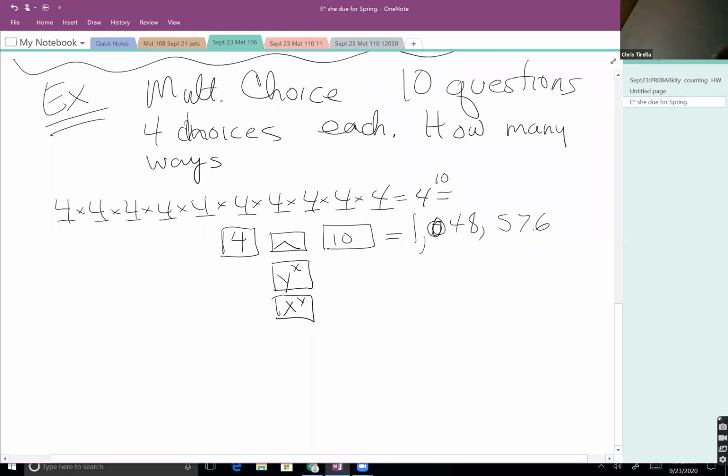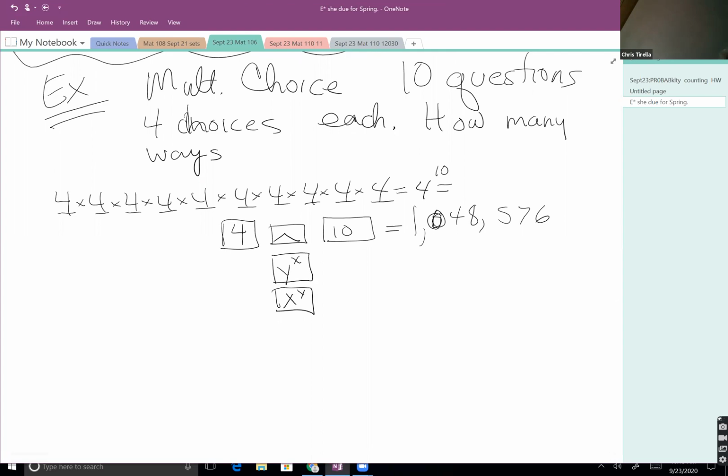So, 10 question multiple choice, you're just guessing. There are over 1 million ways of just guessing. Of those 1 million ways, how many would get you all the questions right? 1. There's only 1 right answer for each. So something to think about.